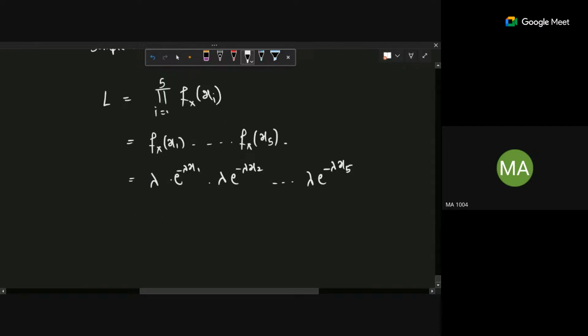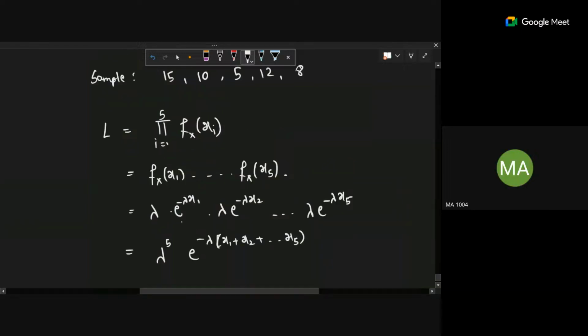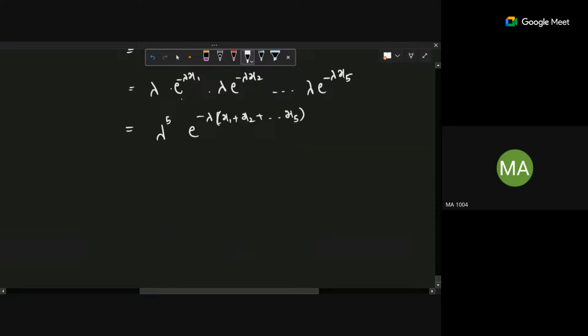So can you just say that it's lambda to the power 5, and the exponential is raised to the power minus lambda times the sum of the powers, x1, x2 till x5? Do we have this sum? Yes, this sum is 50. So the likelihood is lambda power 5 into exponential minus lambda times 50.